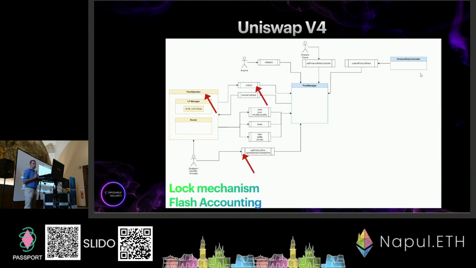Otherwise it's reverted. So this is this locking mechanism, and also flash accounting, because you can make those operations on multiple pools. You call the same contract multiple times, but do the operations on multiple pools, multiple assets, multiple fees, whatever you want.